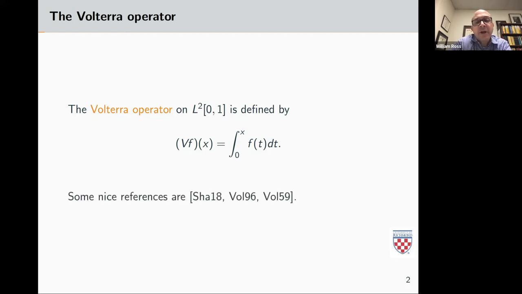So I'll mention some nice references for this. One is a book by Joel Shapiro, kind of a recent book. And then I'll also mention some of the original work by Volterra, from 1896, and then sort of a collection of Volterra papers on integral operators. So this is sort of the easiest version of a Volterra integral operator. I'll mention the big class of them at the end.